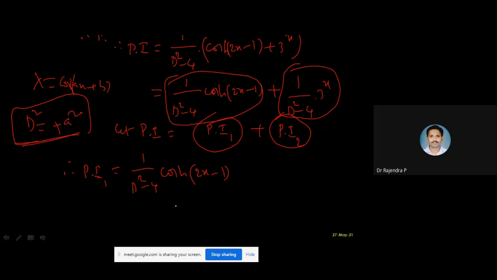So now D square is equal to a square in this case. Here a means 2, 2 square is 4, and 4 minus 4 is 0. So what should we do? Differentiate. Yes, multiply x to the numerator and differentiate the denominator, then 2D cos h 2x minus 1. Have you understood?